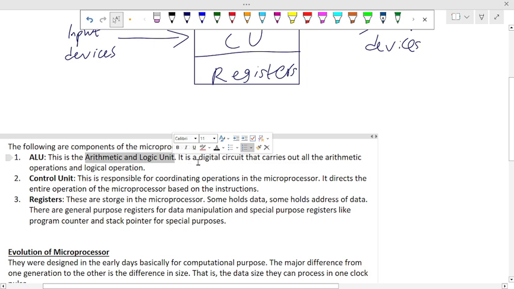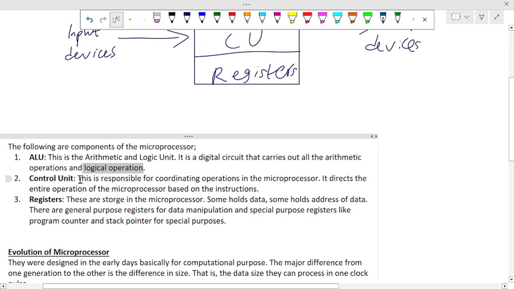It is a digital circuit that carries out all arithmetic operations: addition, subtraction, multiplication, things like that. Also the logical operations, Boolean: AND, OR, NOT, NAND, things like that. So all those things happen here.